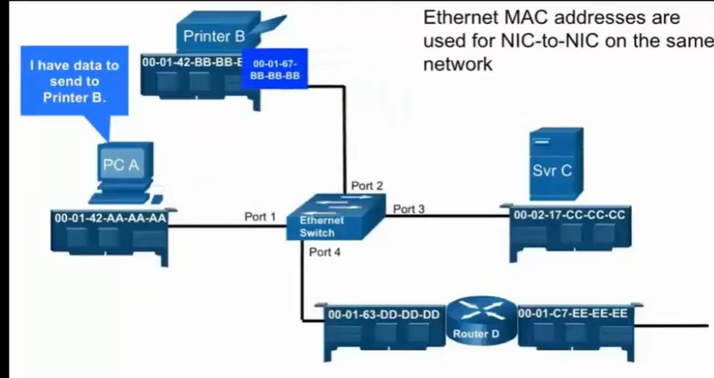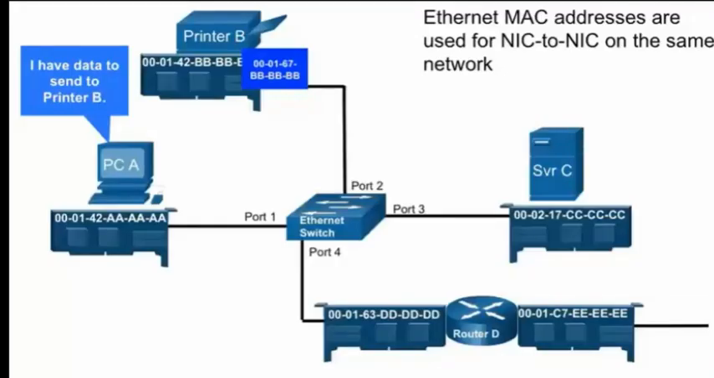Routers on an Ethernet LAN will also have an Ethernet NIC, which means it has an Ethernet MAC address. Notice router D has two Ethernet NICs, one for each network it is connected to. That is what routers do. They connect to multiple networks. Router D's Ethernet NIC, with the address that ends in all Ds, is only used to communicate with other devices on the same network, with PC A, printer B, and server C.